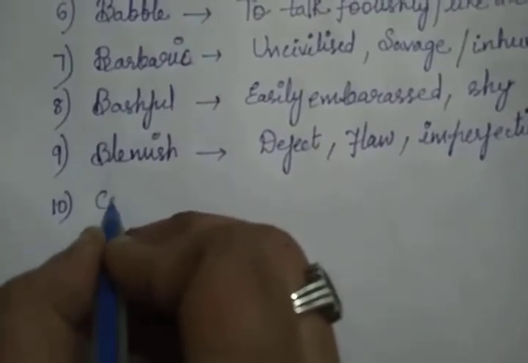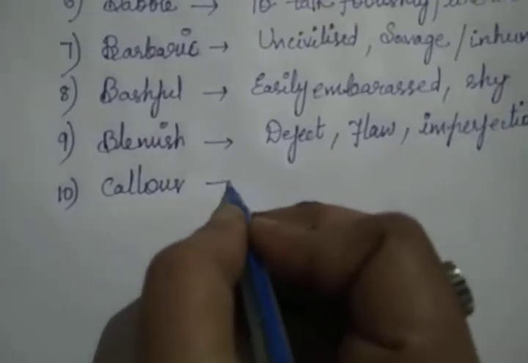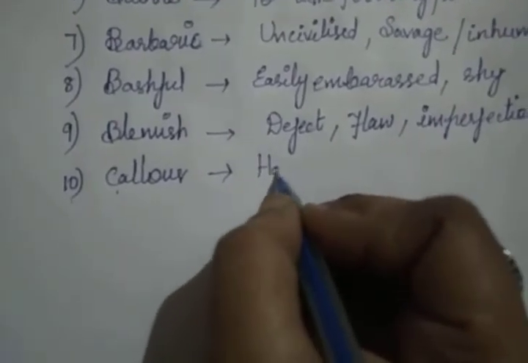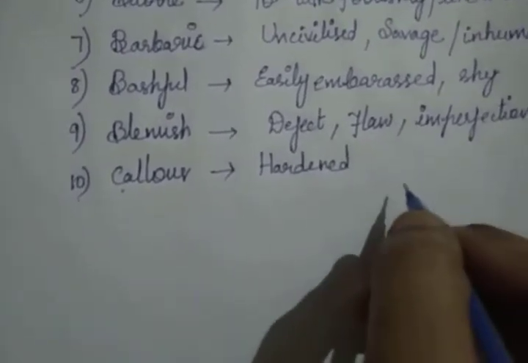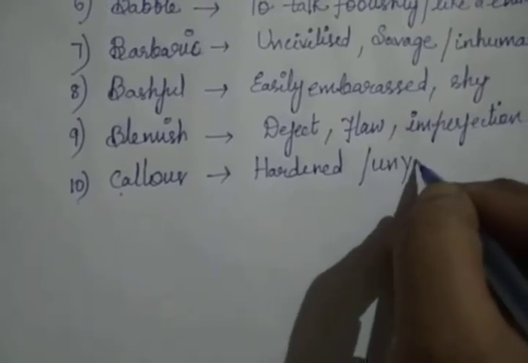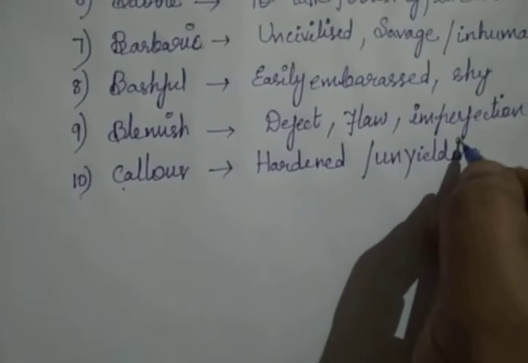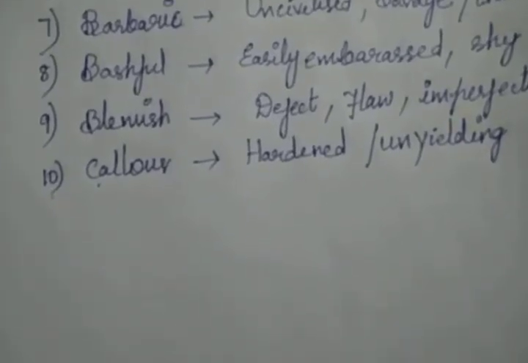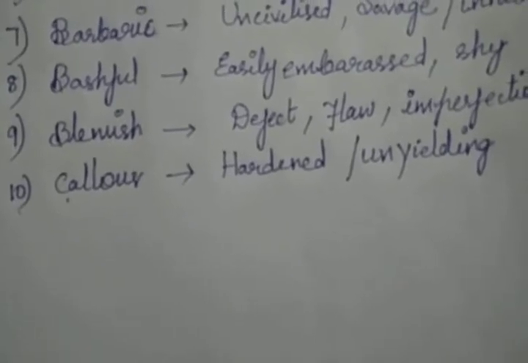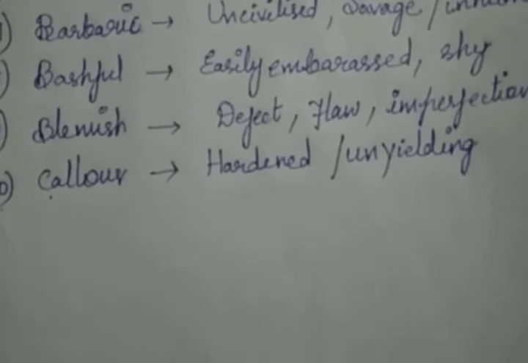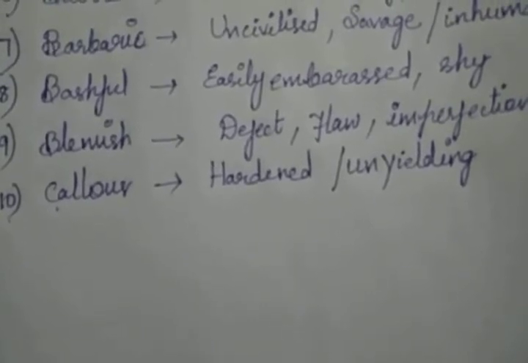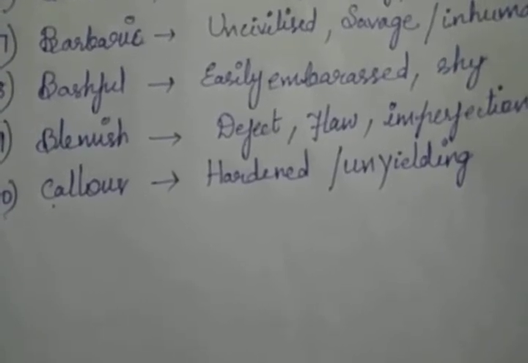Tenth meaning, callous. Meaning of callous: hardened, or unyielding. Hardened, unyielding. What is the opposite of callous? Sympathetic. Callous, its meaning is hardened.